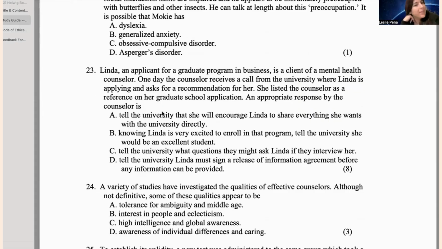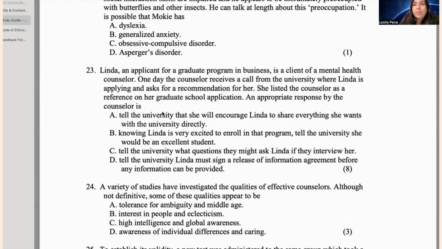Next, 23. Linda, an applicant for a graduate program in business, is a client of a mental health counselor. One day, the counselor receives a call from the university where Linda is applying, asking for a recommendation letter. She listed the counselor as a reference on the graduate school application. An appropriate response by the counselor would be to do what?